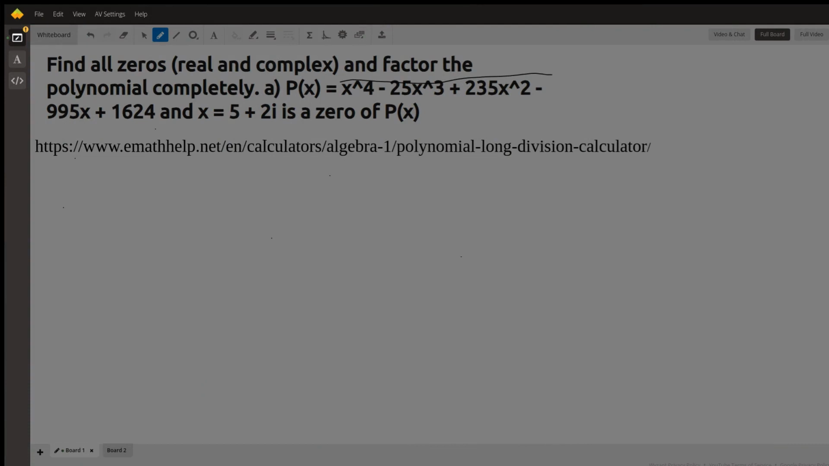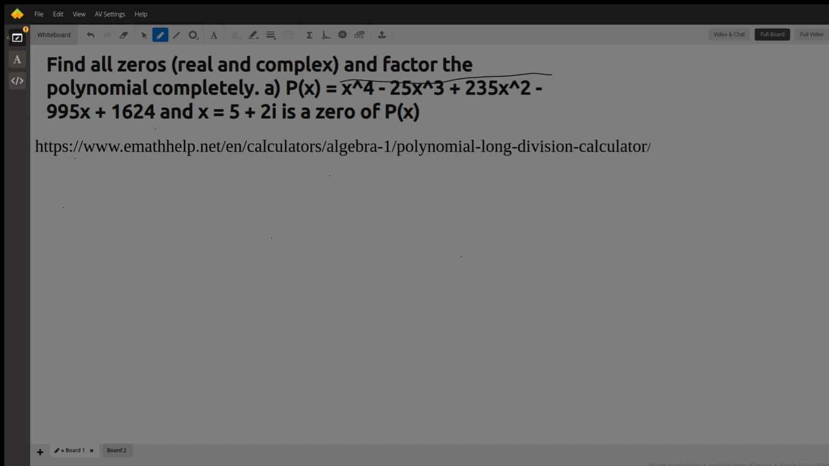There's going to be polynomial long division in this explanation. I am not going to write the polynomial long division by hand. I don't have enough room to do it. But you can see it done if you put in this polynomial, the original question, x to the fourth minus 25x cubed plus 235x squared minus 995x plus 1624, and then the other polynomial that I'm about to show how to find as what you're dividing by, it will spit out the answer to you, and then you can follow along if you don't know how to do polynomial long division by hand. But here's how you find the polynomial you're going to divide by.